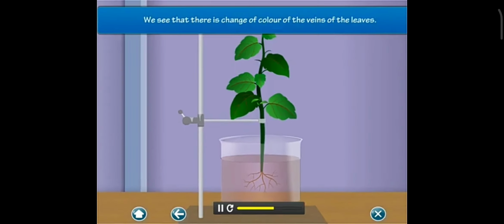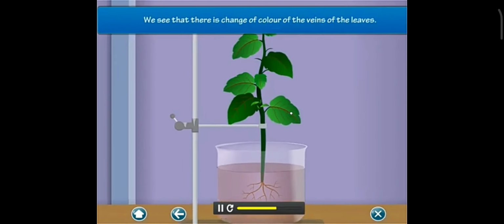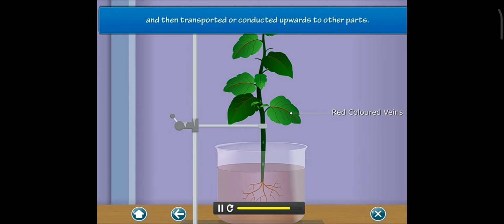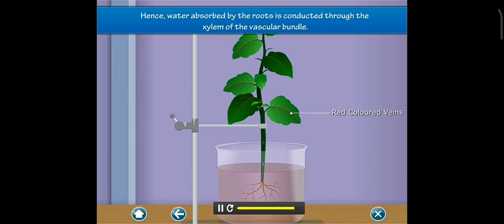We see that there is a change of color of the veins of the leaves. The change of color in the leaves indicates that water containing red ink has been absorbed by roots and then transported or conducted upwards to other parts. Hence, water absorbed by the roots is conducted through the xylem of the vascular bundle.